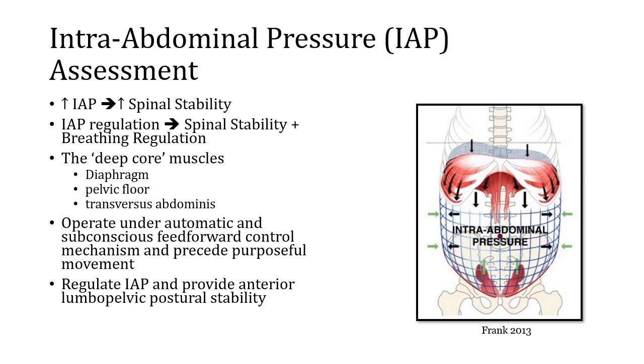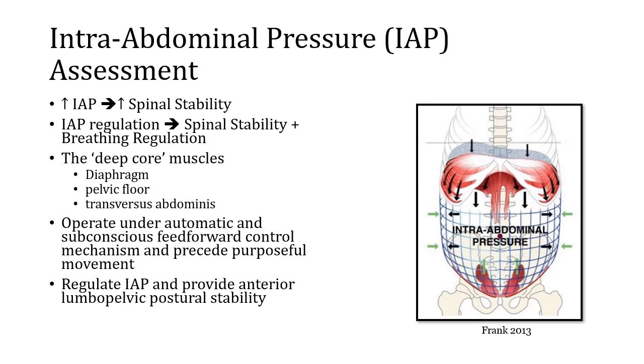So in short, an increase in IAP leads to an increase in spinal stability. Intra-abdominal pressure regulation leads to spinal stability and good breathing regulation under load. The deep core muscles are most responsible for this. This includes the diaphragm, the pelvic floor, and the transverse abdominis.